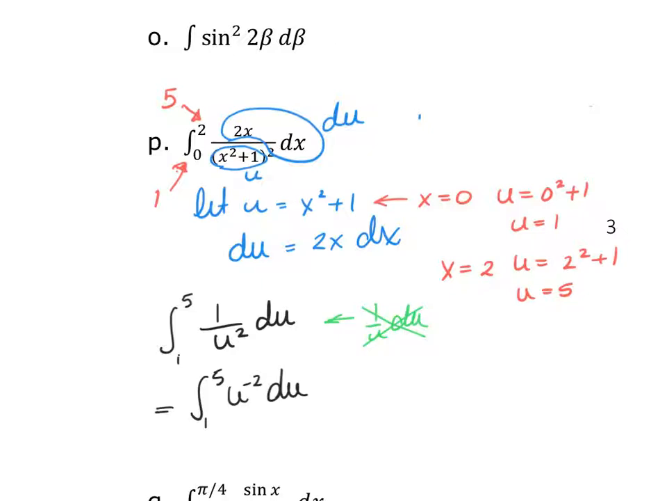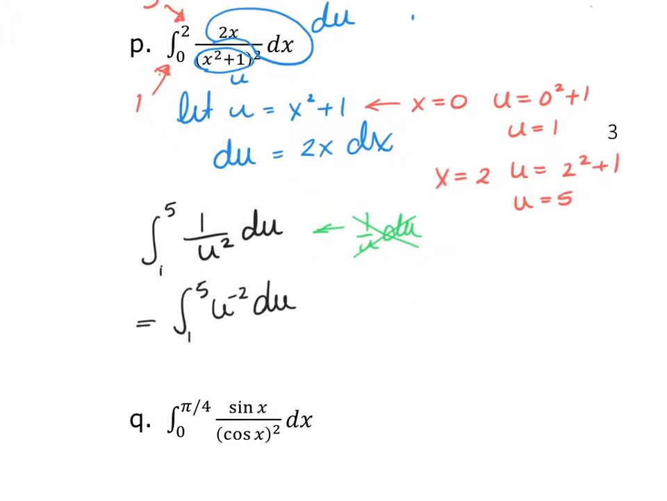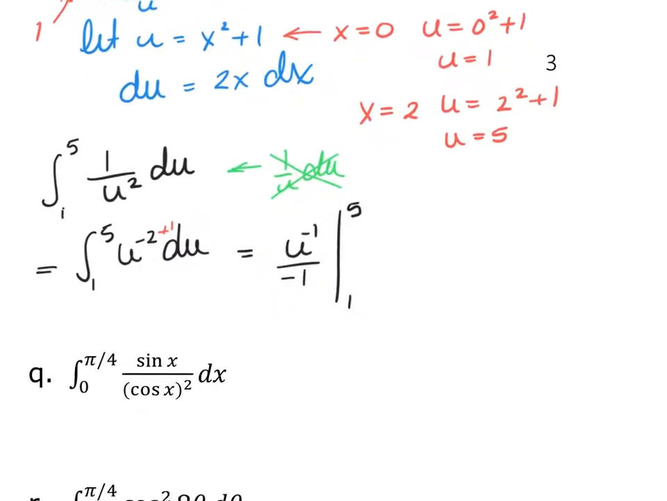And then I'm going to do my usual integration. I'm going to add a power and then divide by that value. So I'm going to add plus 1 here to remind myself I also need to divide by that. So this is going to equal u raised to the negative 1 divided by that new power, which is negative 1, and evaluated from 1 to 5. So what I have then is negative 1 over u evaluated from 1 to 5.